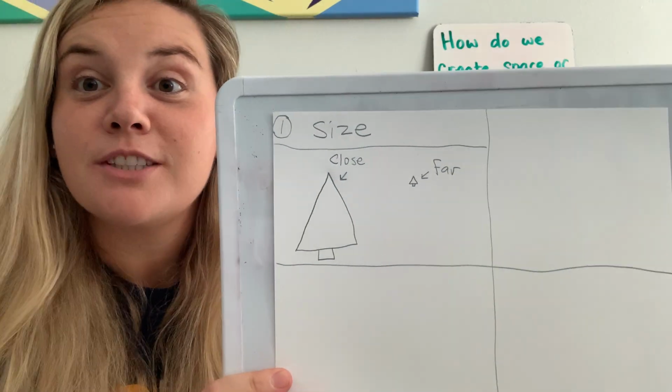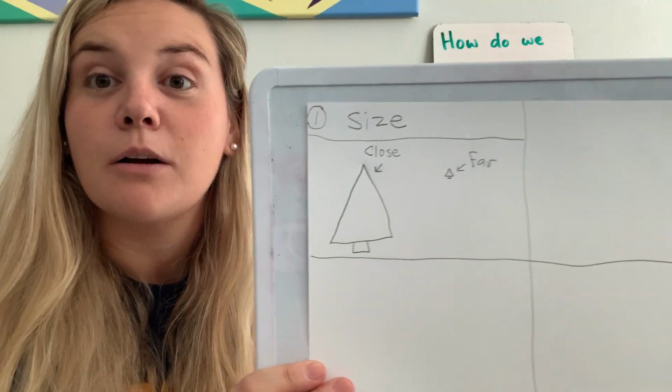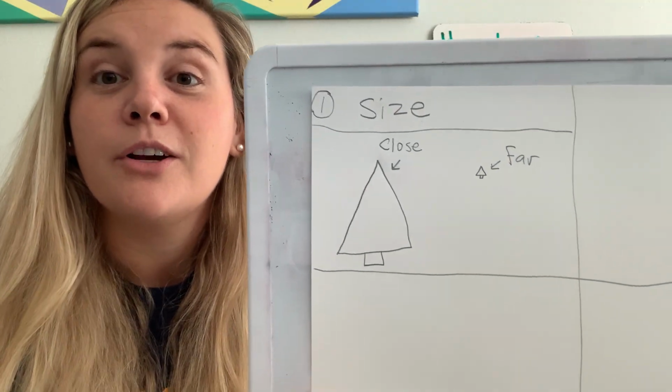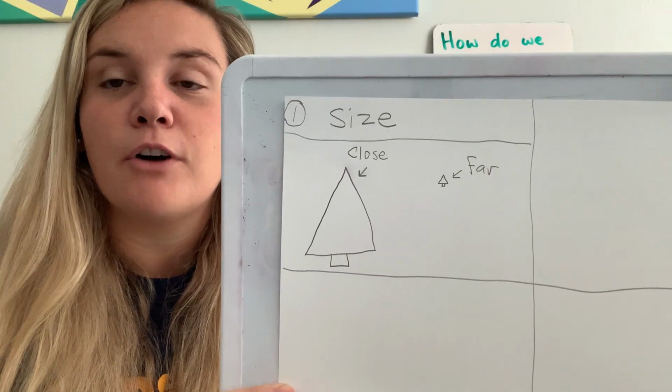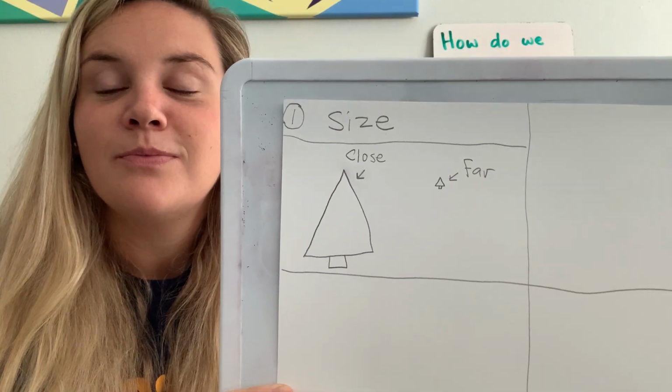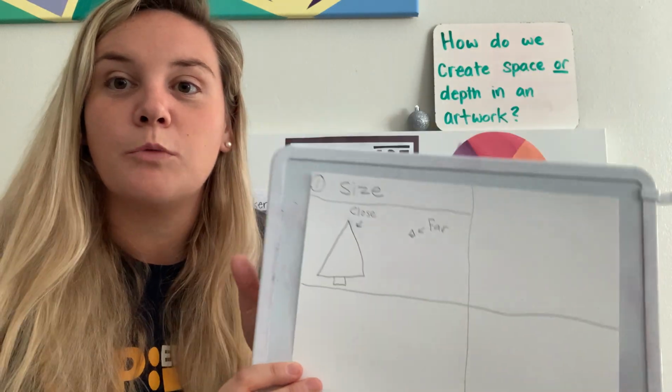So that is our first technique we're going to use to make our artwork look more realistic. We are going to make things that are close to us big and things that are far away small. Okay, if you need to pause the video and use some more time, go ahead.